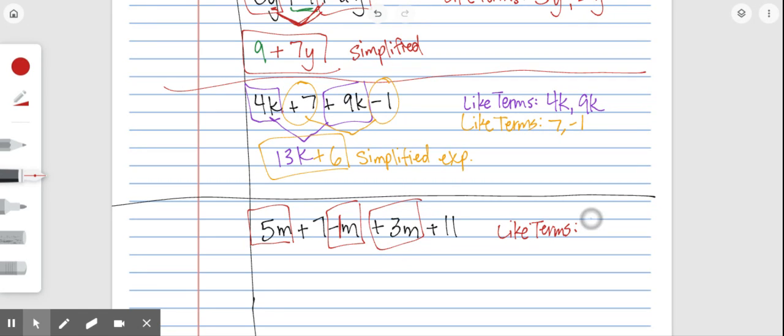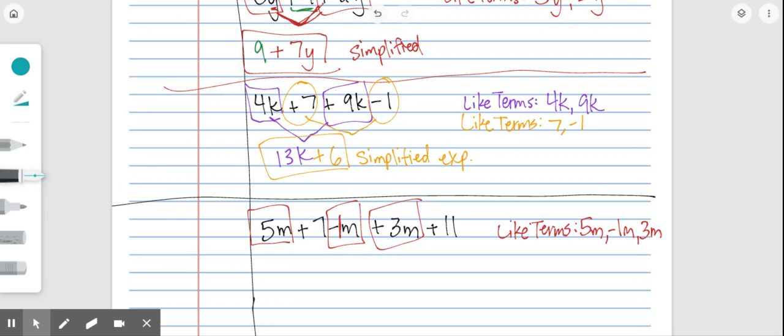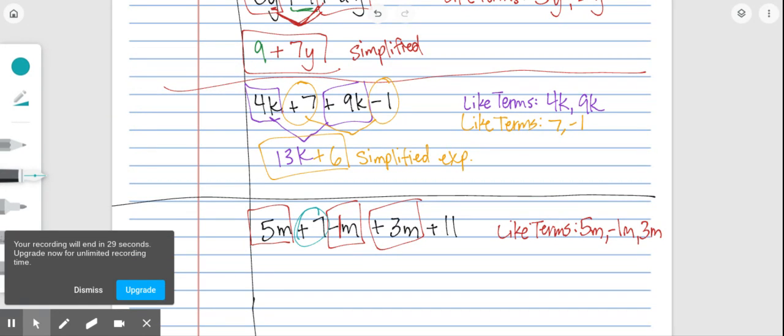So I've got 5m, negative 1m, and 3m. I need all 3 of them because they're all like terms. I don't have any other like terms from the m's, but I am going to look for the other ones. I've got a 7 here, and another like term is this 11. So more like terms are 7 and 11.